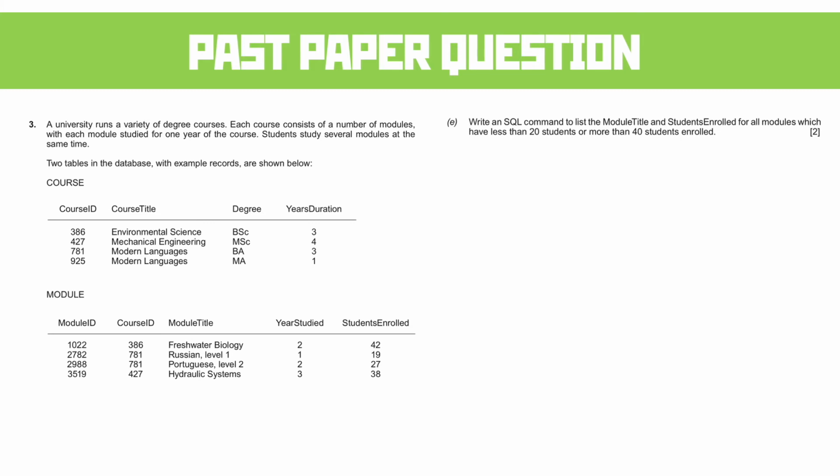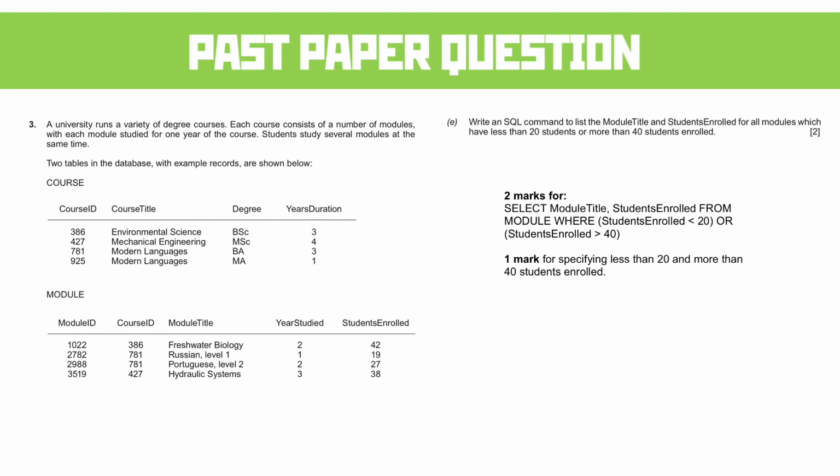So part E then, write an SQL command to list the module title and the students enrolled for all modules which have less than 20 students or more than 40 enrolled. There's 2 marks. We've got select the module title and students enrolled, because they're the fields asked for, from the module table where the students enrolled is less than 20 or students enrolled is greater than 40. So it's just using the inequality signs there, and we're getting a mark for the OR operation and the rest of it, really.